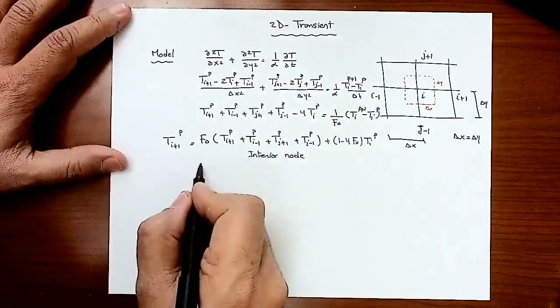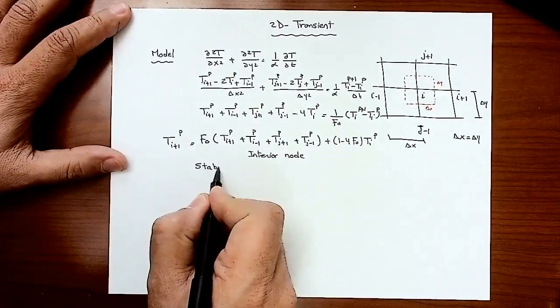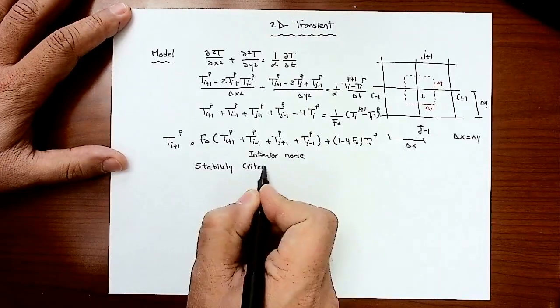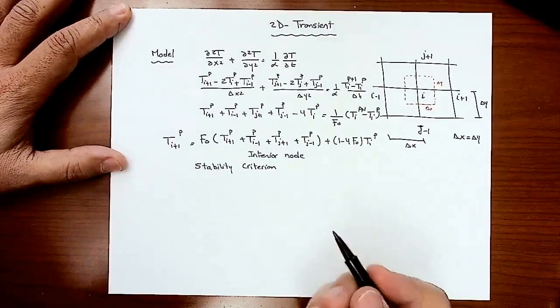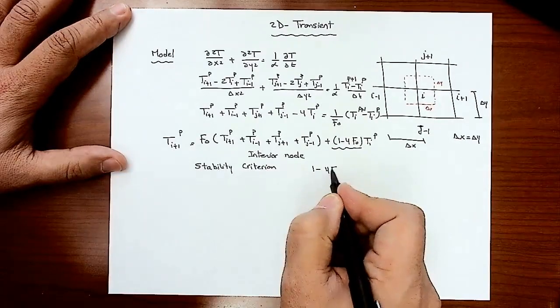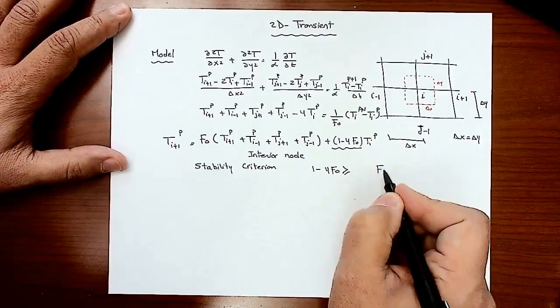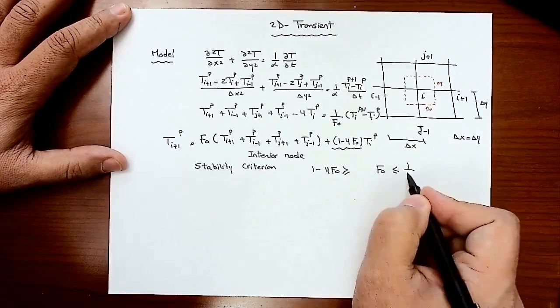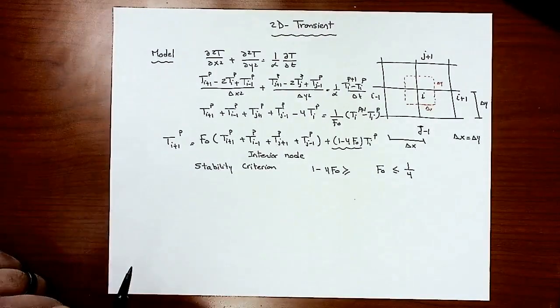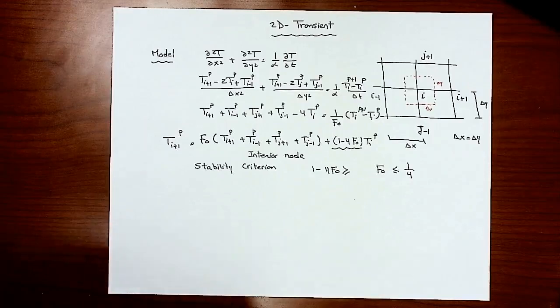And again, you have a stability criteria to select your time step, by having this coefficient greater than or equal to 0. So you have Fourier's number less than or equal to 1/4. That's the stability criteria for an interior node. That's the case here for applying the finite difference method to two-dimension transient.